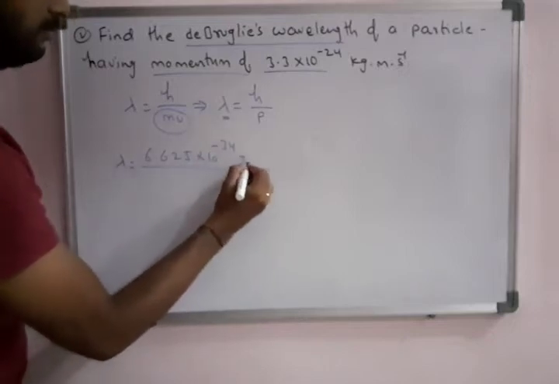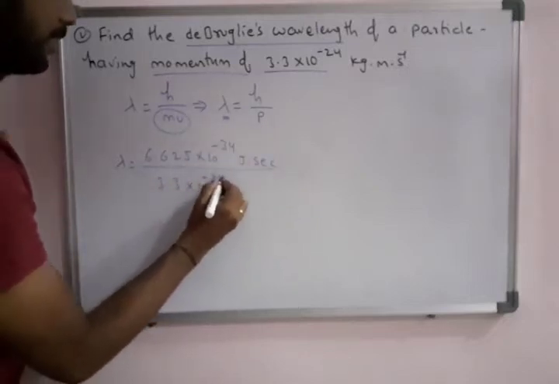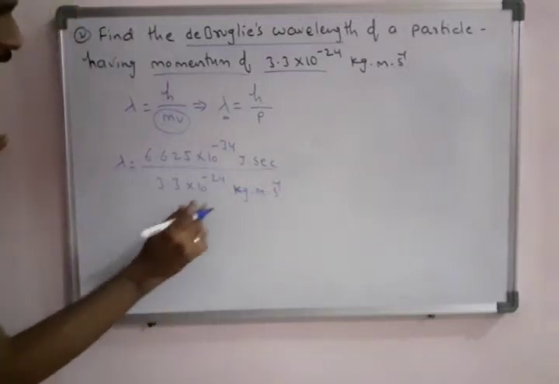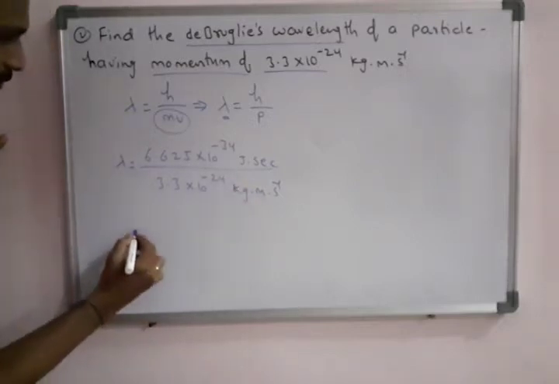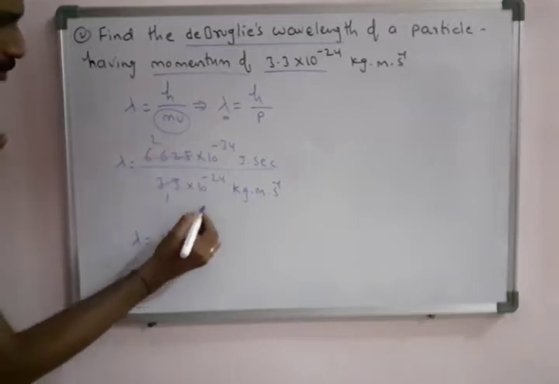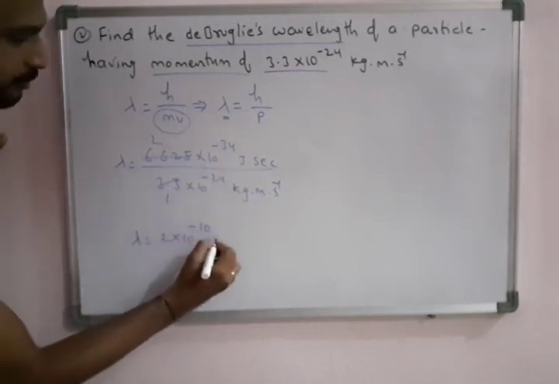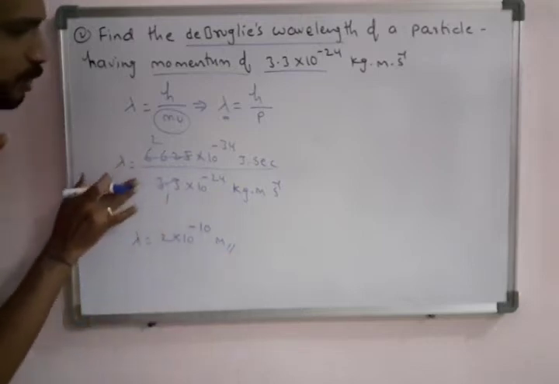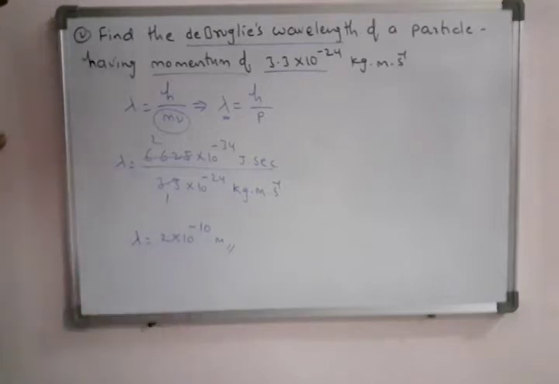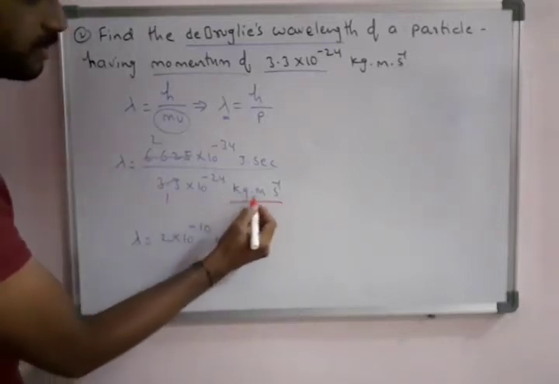This is all joule into second. The momentum is given as 10 power minus 24 kg meter per second. Here the units are important. The lambda, approximately, we can take it simply as minus 24 plus 24, it becomes minus 10. So meters, as we are calculating totally in the SI method, so lambda must be in meters. So the important thing is how you got this meters.